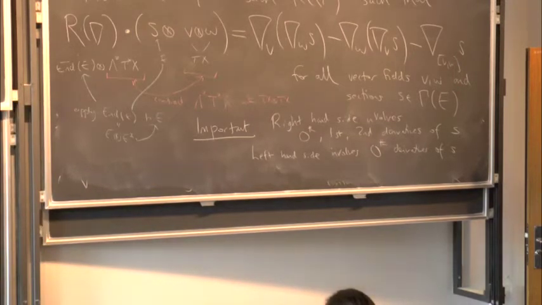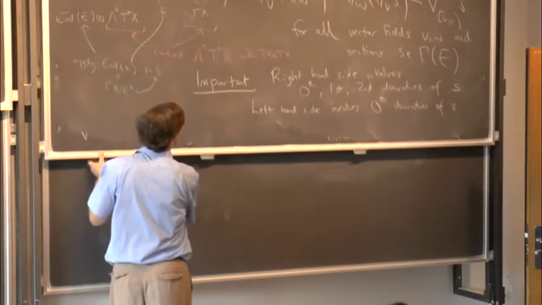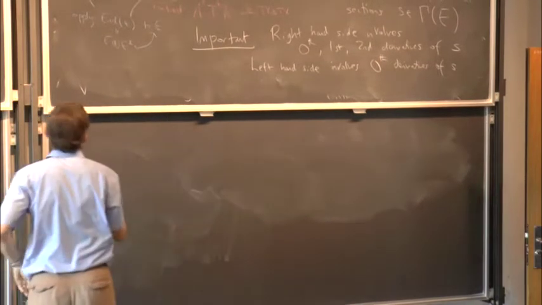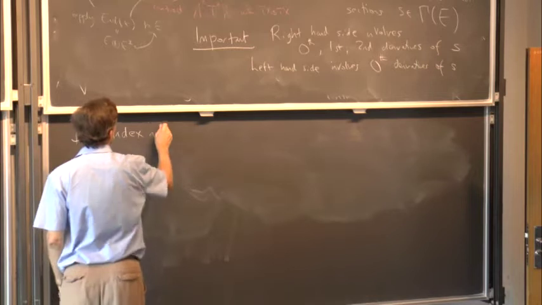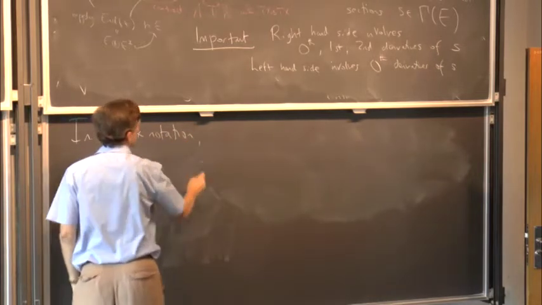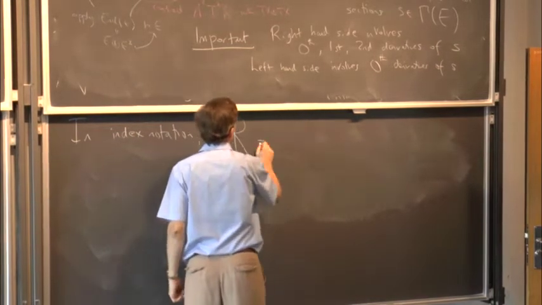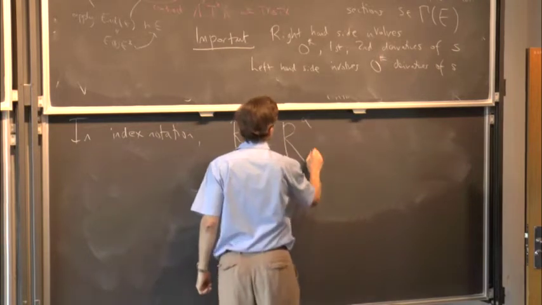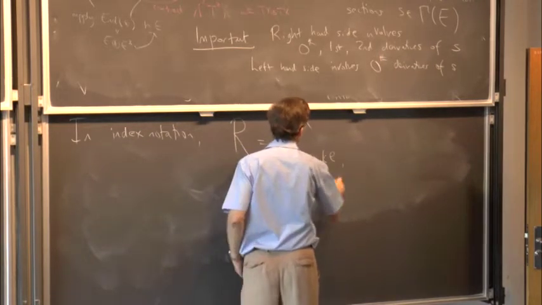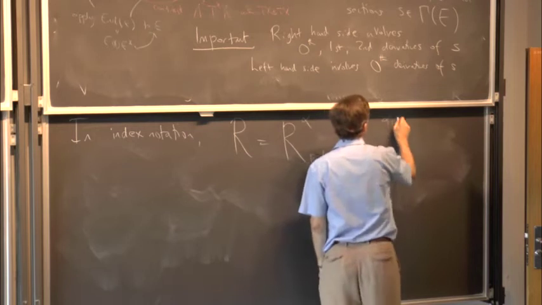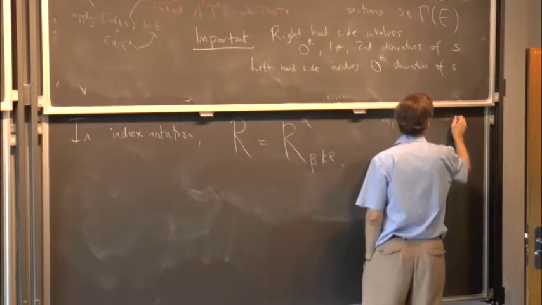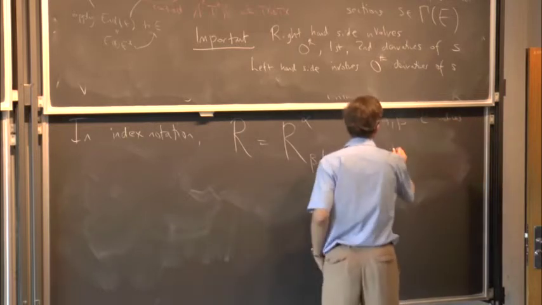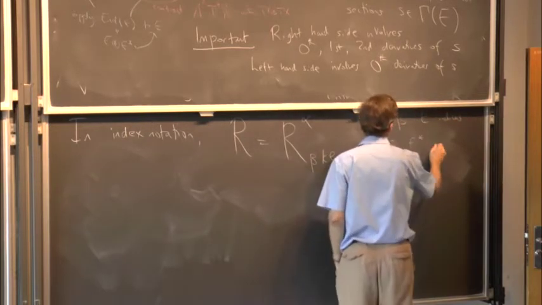Okay, so in index notation, I'd write R as R^α_β_{kl}, where the alpha and the beta are E indices. Well, so the beta is really an E star, because it's lower.